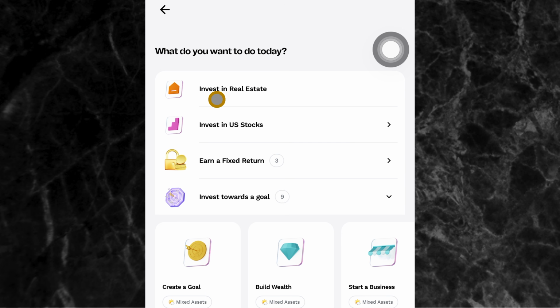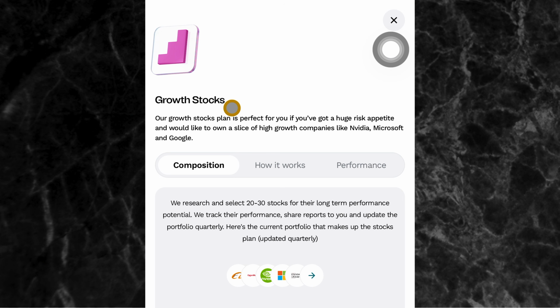Now if you come here, we've talked about investing in real estate. The second one is invest in US stocks. Now I'll click on it right there. This is where you can invest in stocks in the United States. That is, maybe you want to invest in companies in the United States. This is where you can do that.